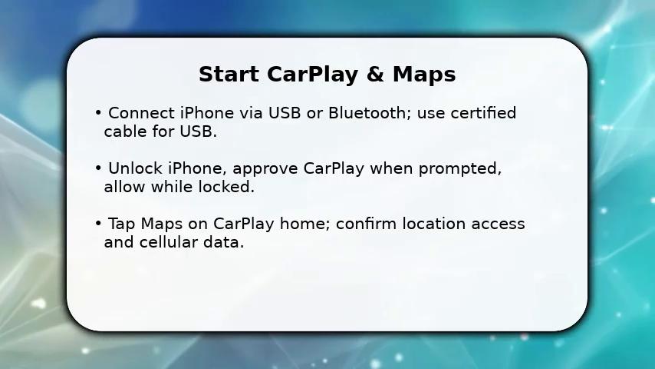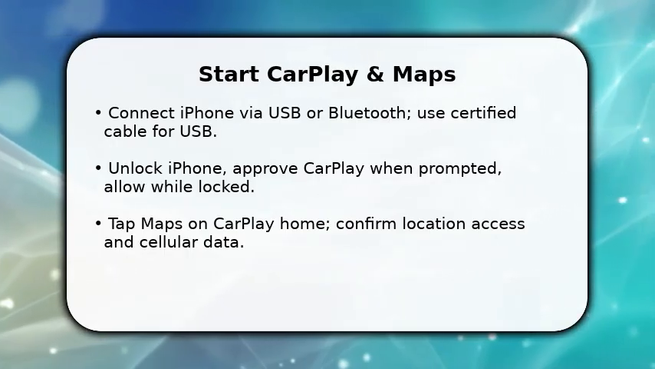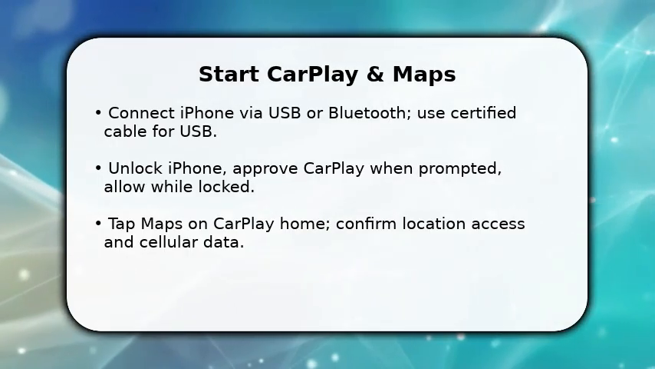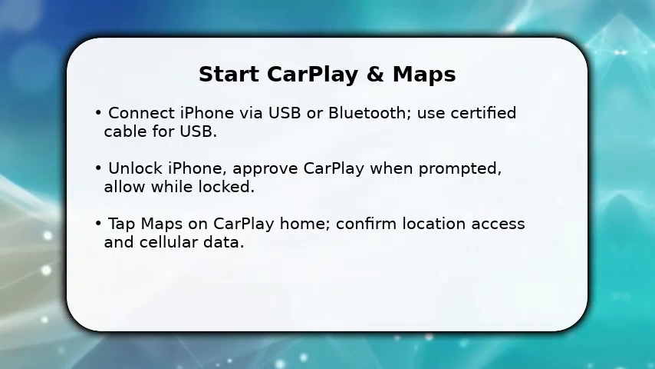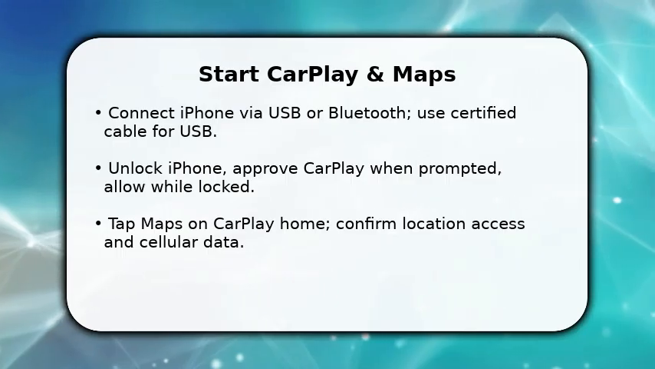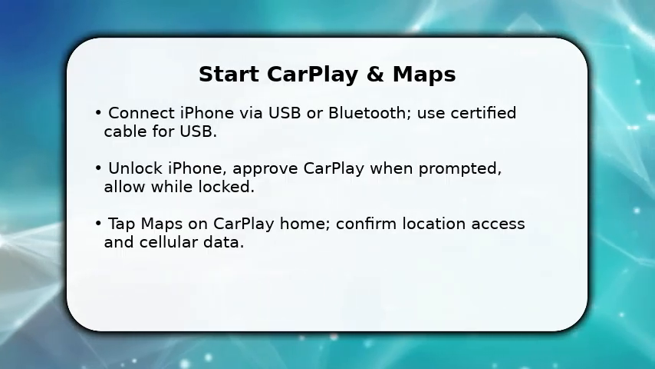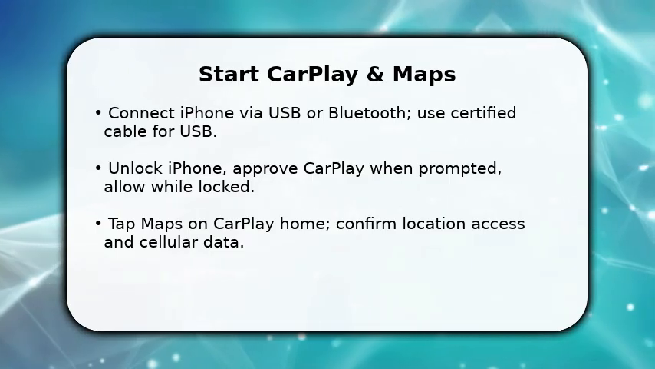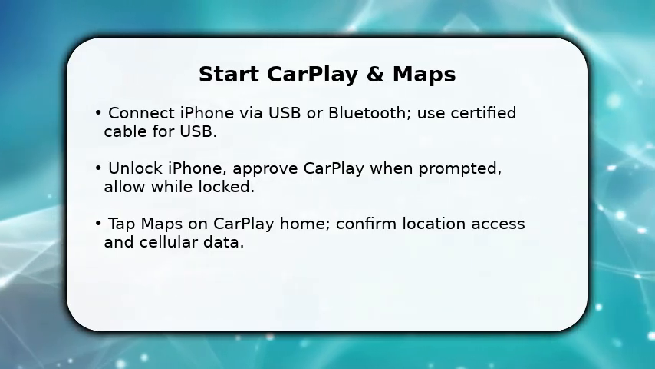You've connected your iPhone and opened CarPlay. Now get maps ready. First, plug in or pair and accept CarPlay on your phone. Once done, make sure location and cellular access are enabled so maps can load live data. Next, tap Maps on the CarPlay screen and wait for the map tiles to appear.